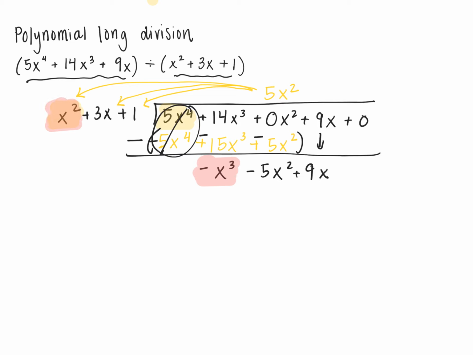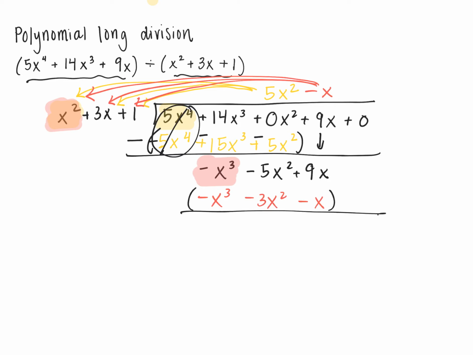x squared times what is negative x cubed? x squared times negative x will give me negative x cubed. So I'm going to again distribute that back in and write it below. Negative x times 3x is negative 3x squared. Negative x times 1 is negative x.